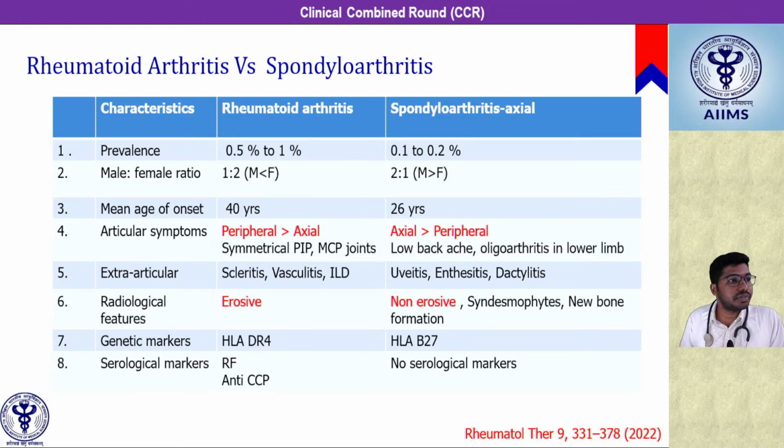Regarding the diagnosis of RA and spondyloarthritis, we have rheumatoid factor and anti-CCP for diagnosing rheumatoid arthritis, but there are no such serological markers for spondyloarthritis. So we use the HLA-B27 genetic marker in the diagnosis of spondyloarthritis. It forms one of the criteria of the diagnosis. However, the genetic marker HLA-DR4 for rheumatoid arthritis we don't traditionally use because we have other criteria.